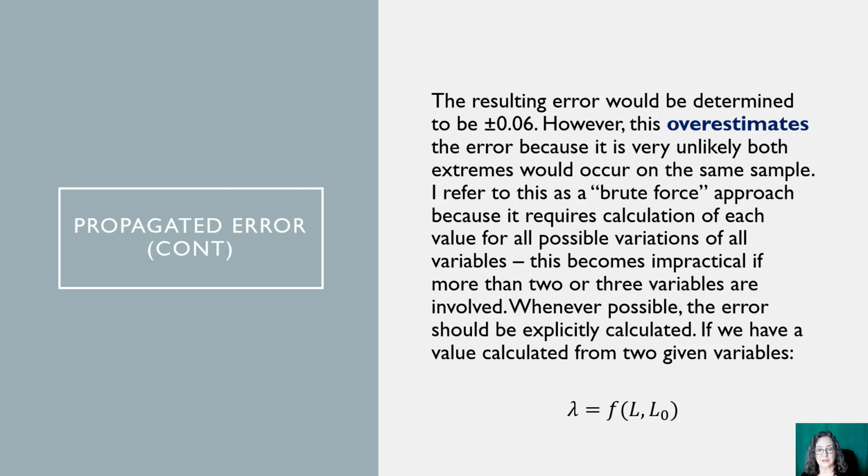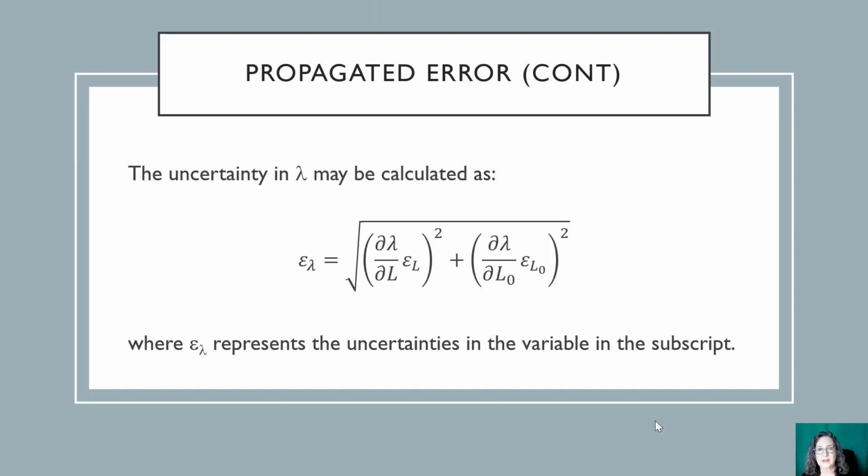And so we're going to go to calculus to do this. Now, if we consider lambda to be a function of these two variables, L and L naught, then we can look at the error of this by using how the value lambda changes with L times the error in L, square that, plus how lambda changes with L naught times the error in L naught, square that. The sum of those, square root of that, is going to be an estimate of the uncertainty in the calculated value lambda, the strain. Each error here, the subscript is telling me what variable I'm looking at the error for.